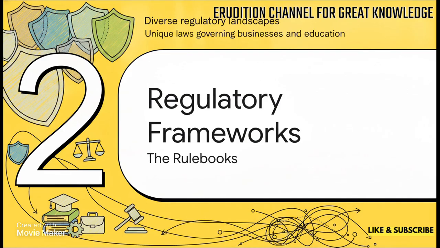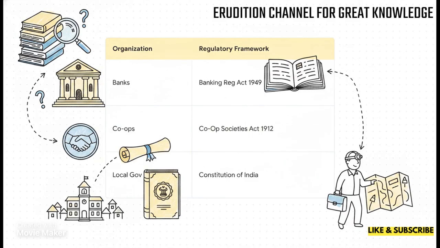Section 2. Navigating regulatory frameworks, the rule books. Now, just look at how wildly the rules change across different undertakings. If you're auditing a bank in India, you are strictly bound by the Banking Regulation Act of 1949 and the RBI Act of 1934. But say you walk into a cooperative society instead. Suddenly, you have to open up the Cooperative Societies Act of 1912. And for local self-governments, like municipalities and panchayats, you're guided by the Constitution of India and various state municipalities acts.